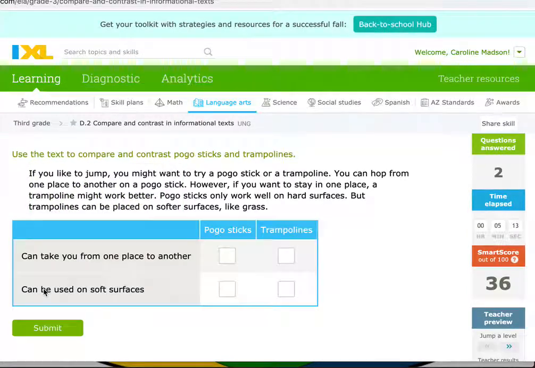All right, and that is it for today. Make sure to log on to IXL, go to your teacher suggested. We're going to be working on compare and contrast in informational text. All right, thank you.